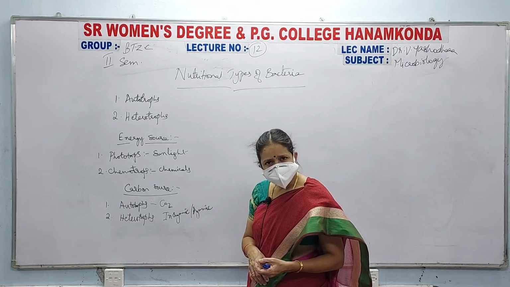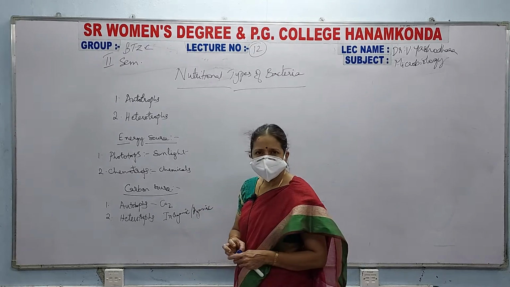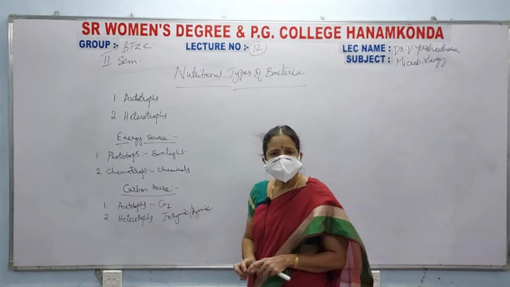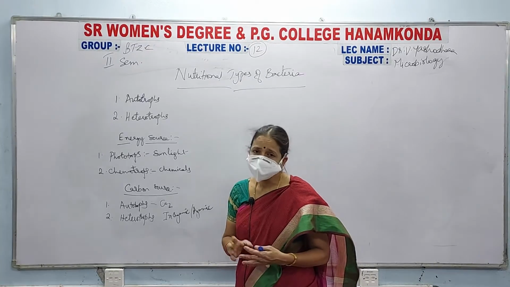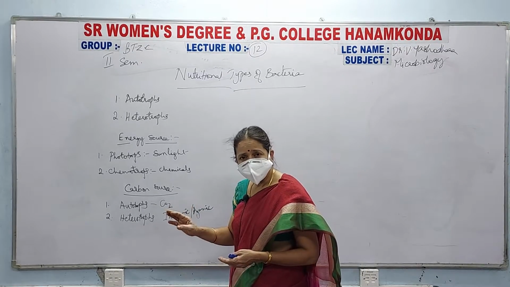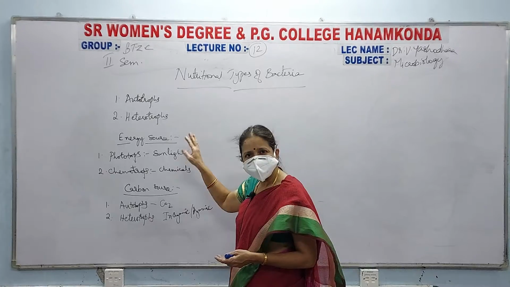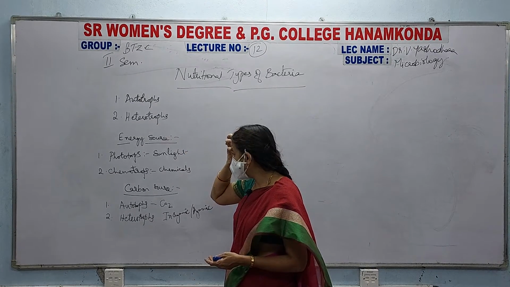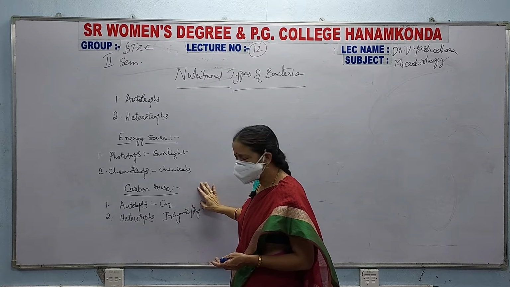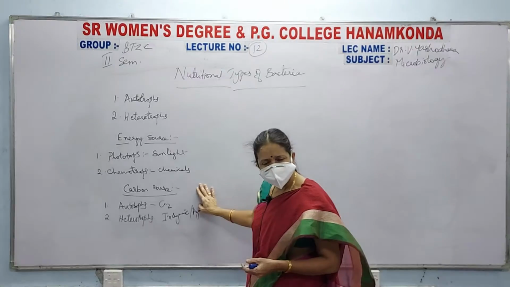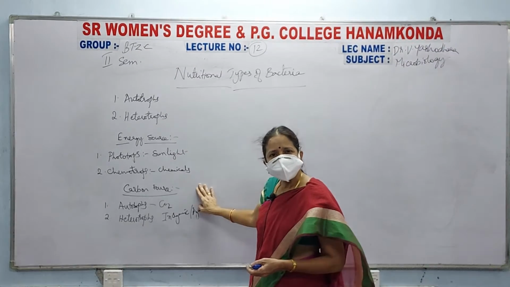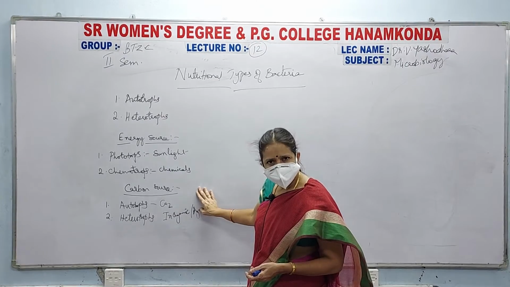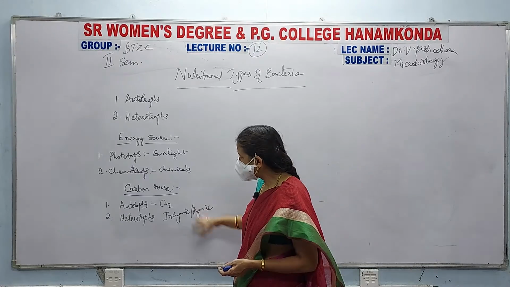In simple words, heterotrophs are the organisms which cannot synthesize their own food material. They are dependent on other organisms for their food material. They are called heterotrophs. Now, based on the energy source and based on the carbon source, the nutritional types of bacteria are classified into these types.